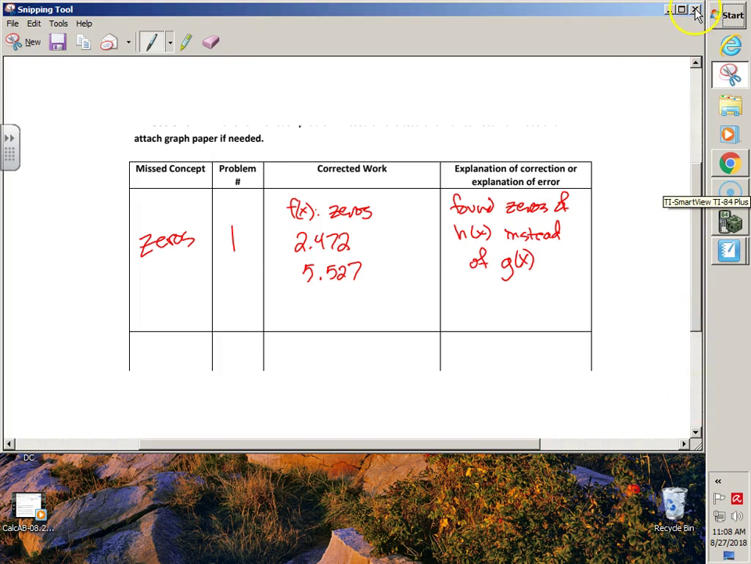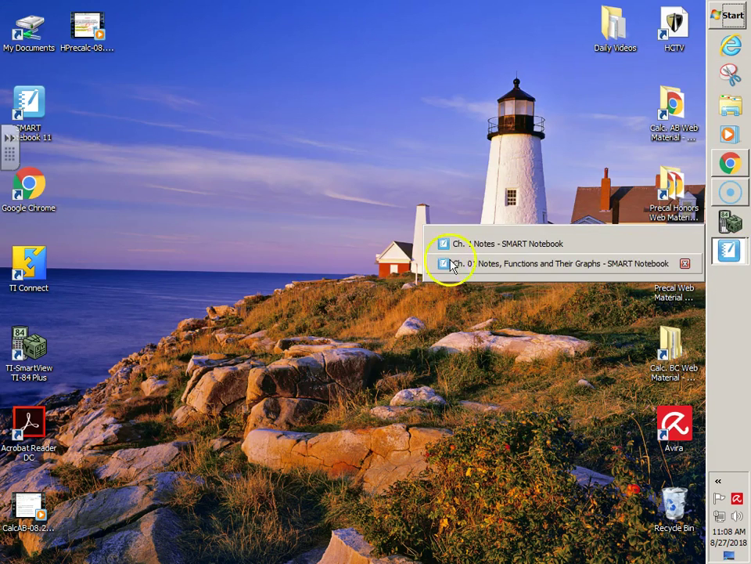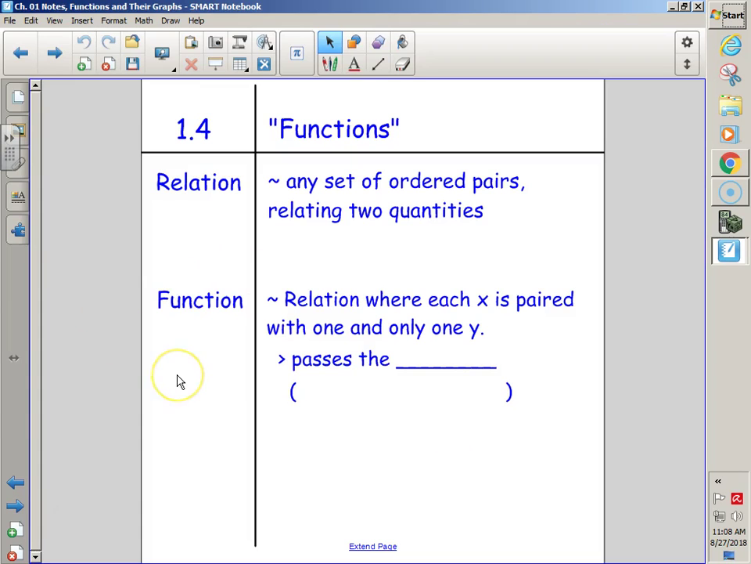Thanks, Chris. I got it turned in. Christopher Smith. I got it turned in. Okay. All right, here we are. Chapter 1, section 1.4. I was in Google Classroom and I saw that he submitted it.